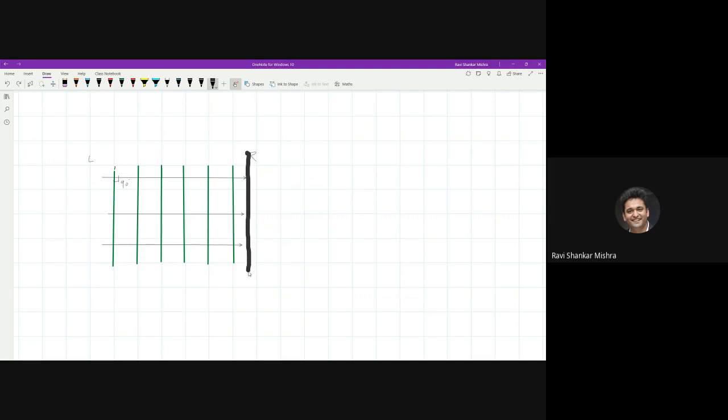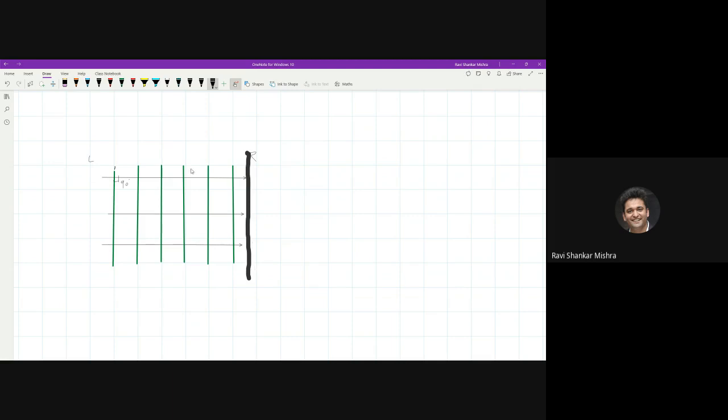This is a wall. Let's suppose this is a wall. What will happen now? Sir, it will get reflected and go the opposite direction. Excellent. It will get reflected and the energy will transfer in the opposite direction, right?